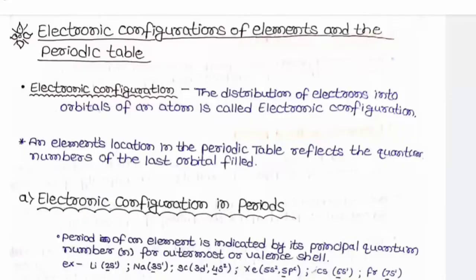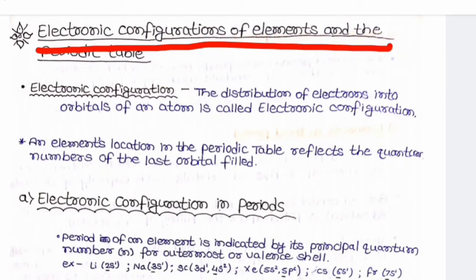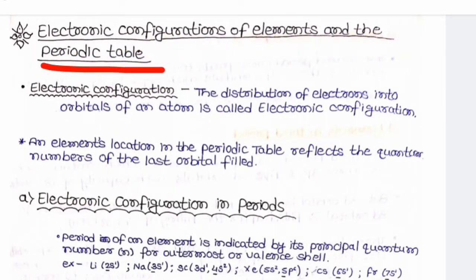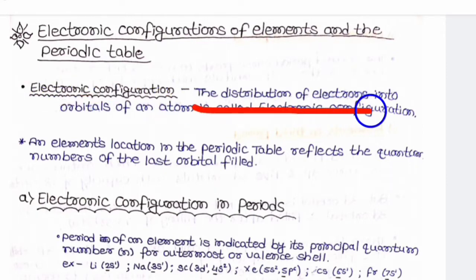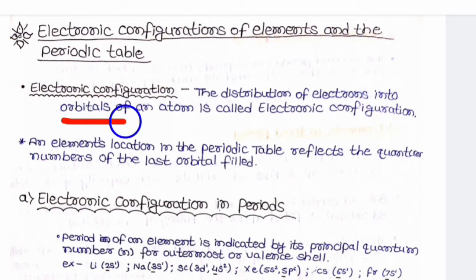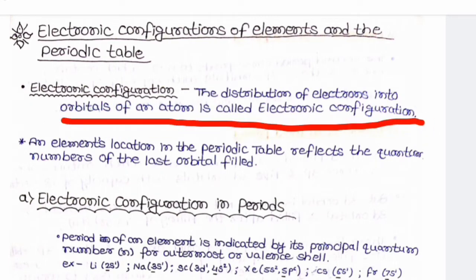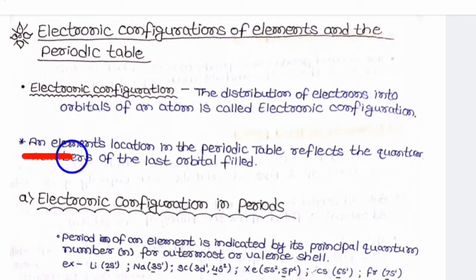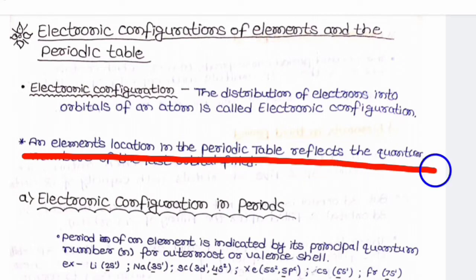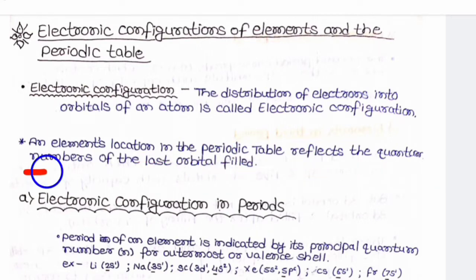Let's start. Electronic configuration of elements and the periodic table. Electronic configuration: the distribution of electrons into orbitals of an atom is called electronic configuration. An element's location in the periodic table reflects the quantum number of the last orbital filled.